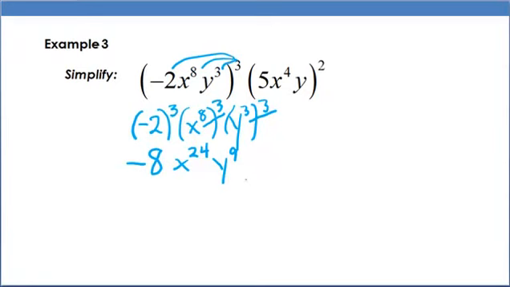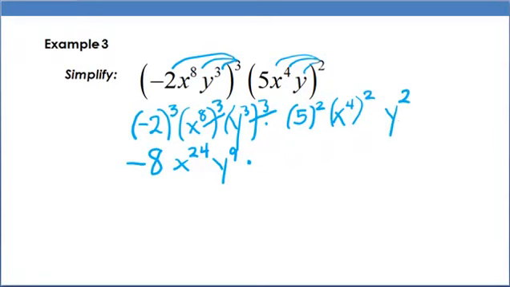Now let's look back at our problem. Notice your parentheses are side by side. Remember, that means multiplication. So we're going to have a multiplication in here, and we also had it here. Then we'll go to the second set of parentheses. That is a product to a power. So we're going to take the power down to each piece. So apply the 2. So we will have 5 to the second power, x to the 4th to the second power, and y to the second power.